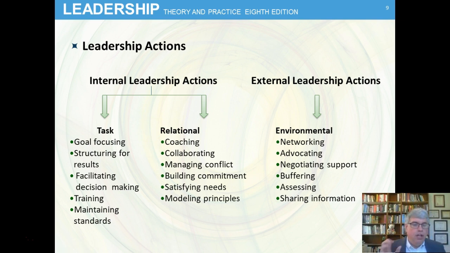That could include coaching, coming alongside somebody, providing them the encouragement that they need; collaborating, getting together and taking into consideration each team member's concerns; managing conflict, trying to figure out what solution responds to the interests of as many people as possible; building commitment, satisfying need, modeling principles of integrity and ethics. So those would be some of the relational leadership actions that are necessary.